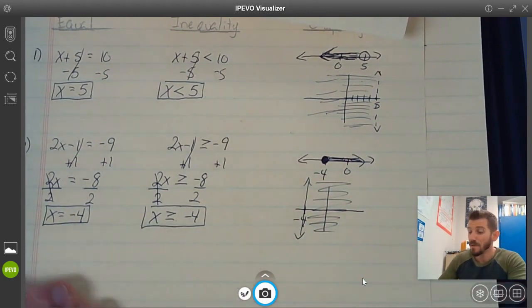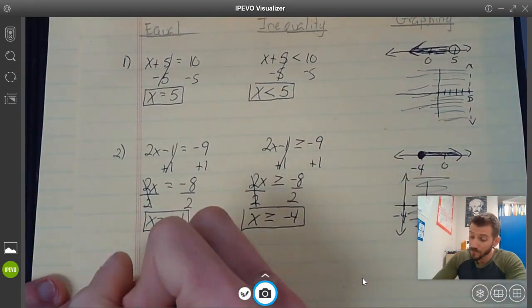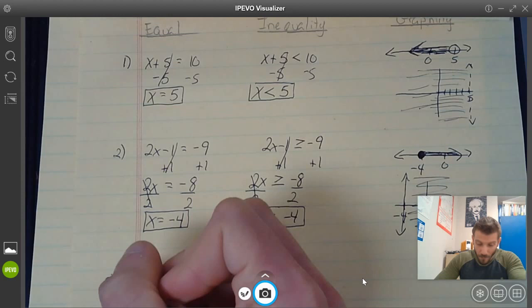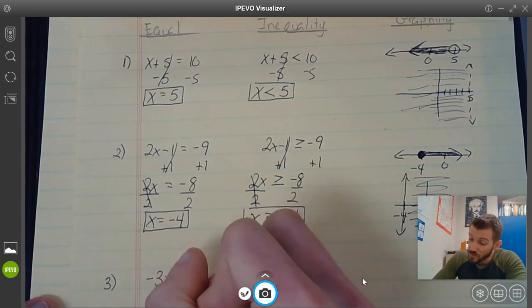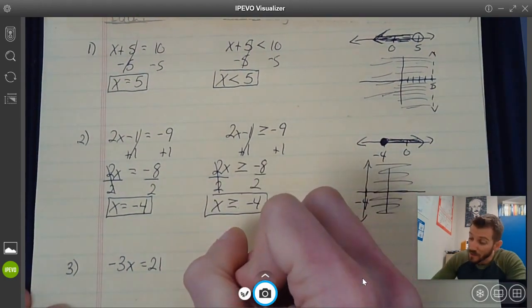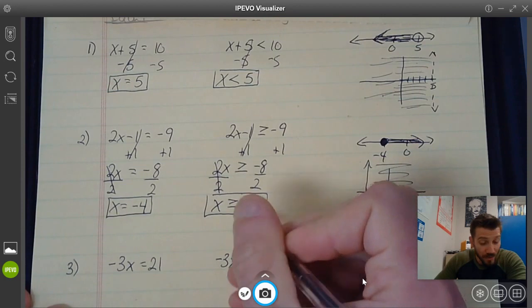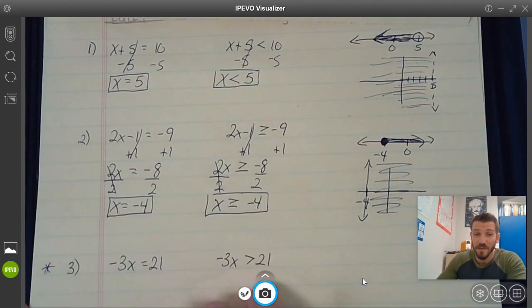Okay, moving on to our third example. Negative 3x is equal to 21, and we're going to compare that to negative 3x is greater than 21. This one we really need to pay attention to.